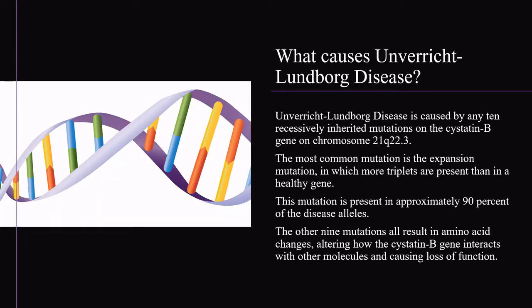Unverricht-Lundborg disease is caused by any of 10 recessively inherited mutations on the cystatin B gene on chromosome 21q22.3. The most common mutation is the expansion mutation, in which more triplets are present than in a healthy gene. This mutation is present in approximately 90% of the disease alleles. The other 9 mutations result in amino acid changes, altering how the cystatin B gene interacts with other molecules and causing loss of function.